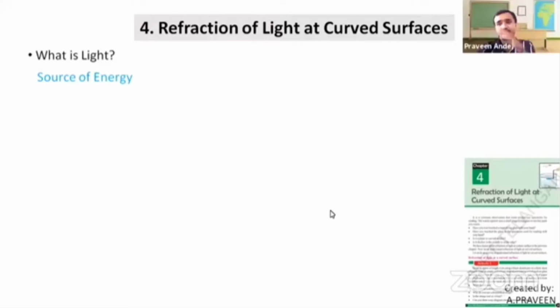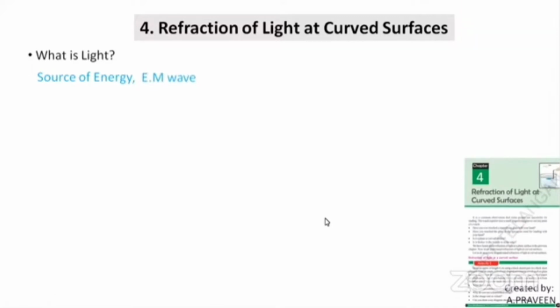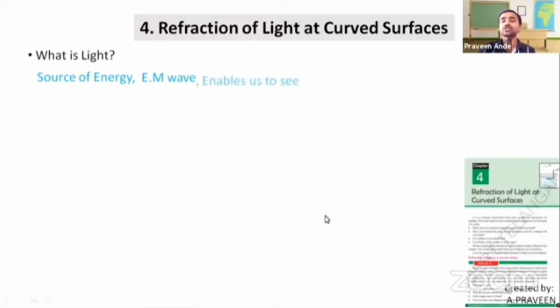How is it moving in its surroundings? In the form of a wave. Which type of wave is this? Electromagnetic wave. It is said to be a source of energy, it is an electromagnetic wave, and it enables us to see. Do you know the speed of light? How fast it propagates in the medium? It propagates with a speed of 3 lakh kilometers per second. In only 1 second it reaches up to 3 lakh kilometers.